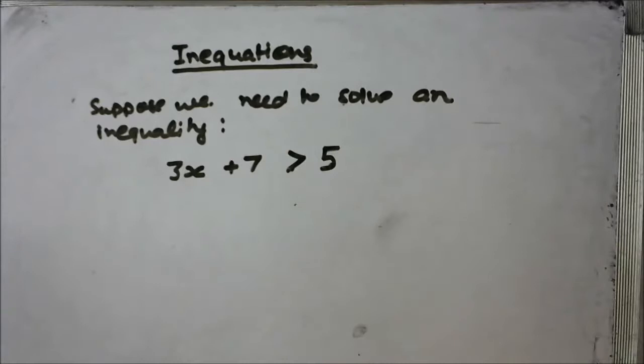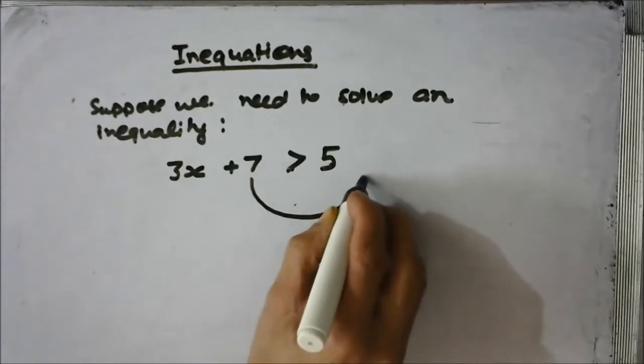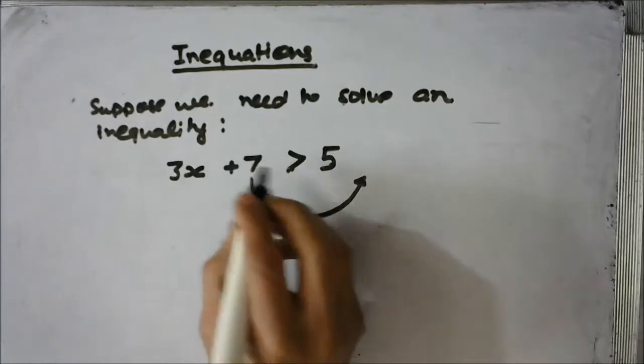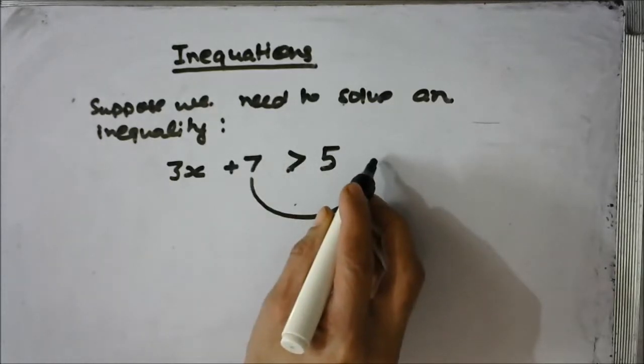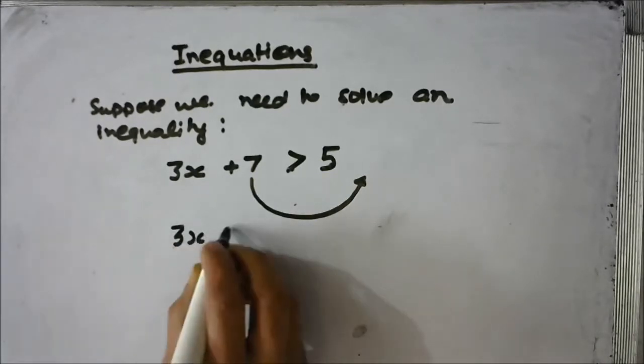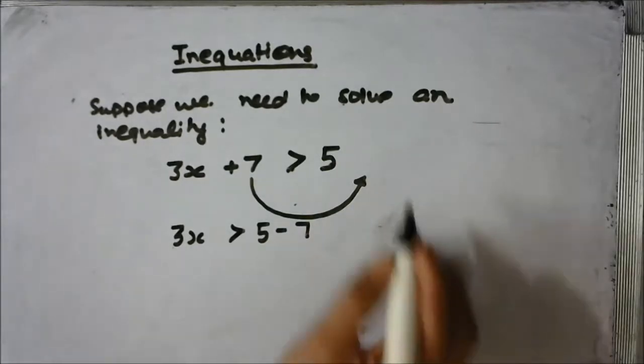Now, certain steps which we can apply to solve an inequality are identical to what we apply in case of equalities. For example, I can transpose 7 from left to right, and since it is in addition on the left side, it will change to subtraction on the right side. So my first step will be 3x greater than 5 minus 7.